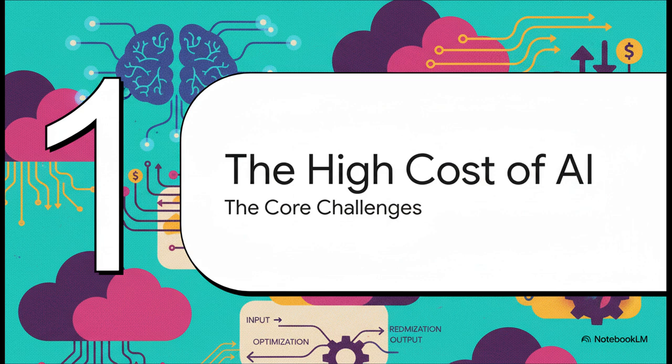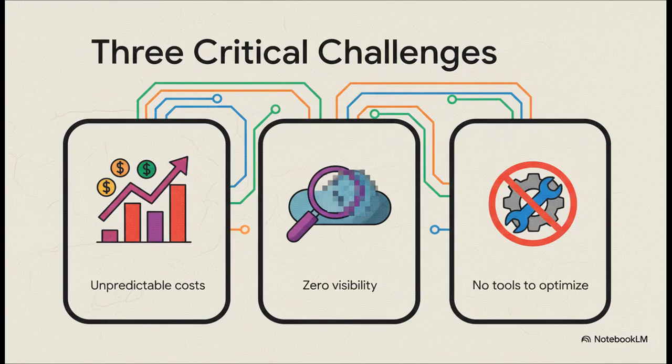Okay, so let's really break down the problem here. When you're running AI models out in the real world, you slam into some very specific and very expensive challenges. It really comes down to these three things. First, you've got these unpredictable costs that always seem to be creeping up. Second, there's zero visibility. Which teams are spending the most? Which models? Which features? Most companies have absolutely no clue. And third, and this is the kicker, you're not really given the tools to fix it. This means you're probably paying for the exact same API calls again and again. It's just costly, redundant work.